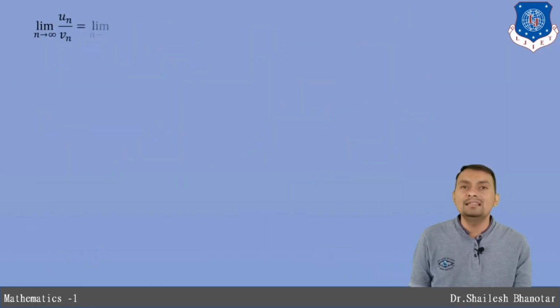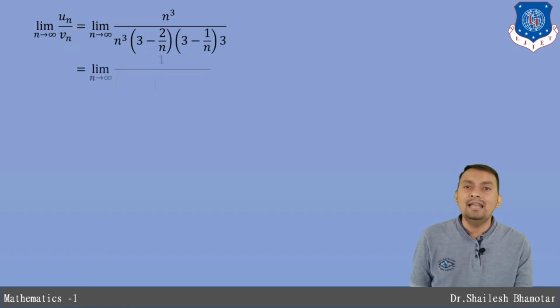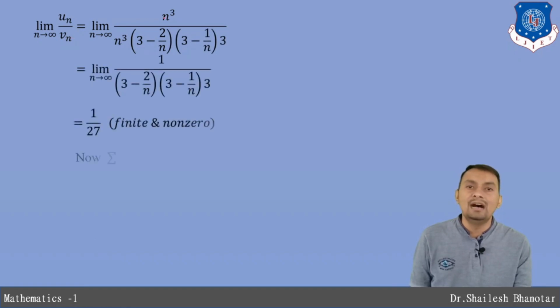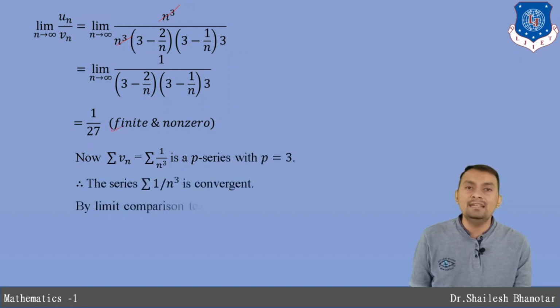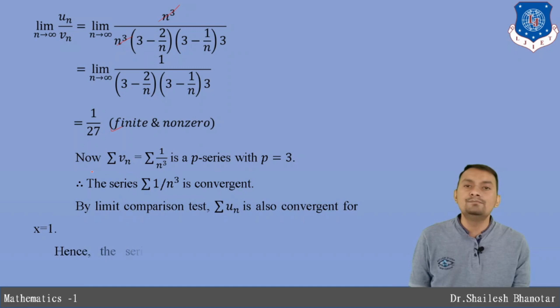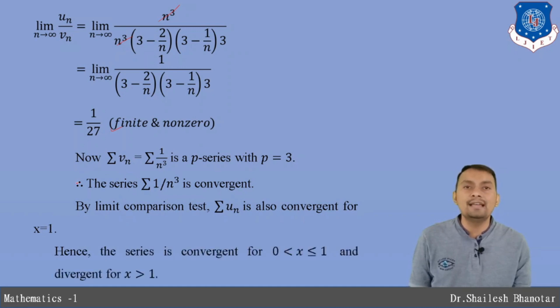Now you have to apply the limit comparison test. Limit n tends to infinity of Un divided by Vn, and n raised to cube is going to be cancelled out, so you will get a finite and non-zero quantity. Therefore we can say that both the series Un and Vn are convergent or divergent together. But the denominator series is convergent by the p-series test, and therefore by the limit comparison test the given series is also convergent for x equal to 1.